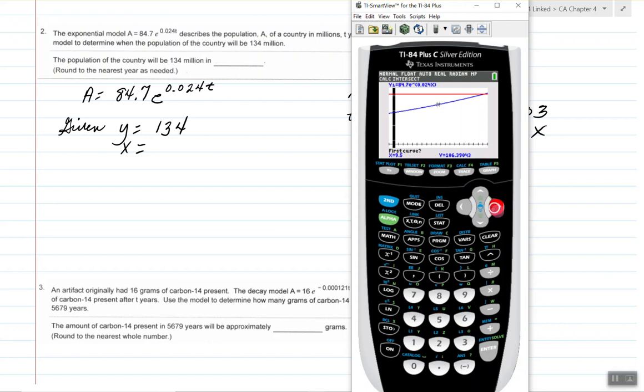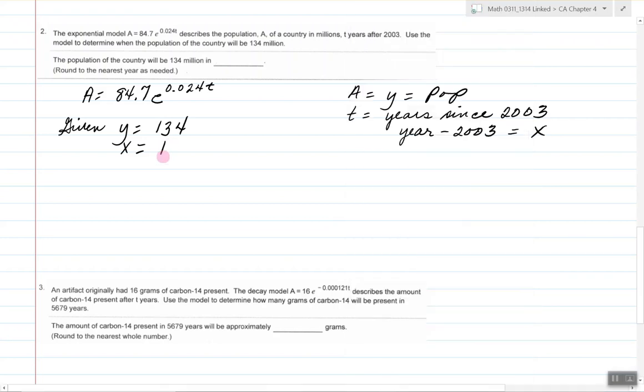You can travel on either the blue or the red using the up and down arrows to toggle if you want to. You just need to get close and then enter, enter, enter. You get 19.11, I think it was.